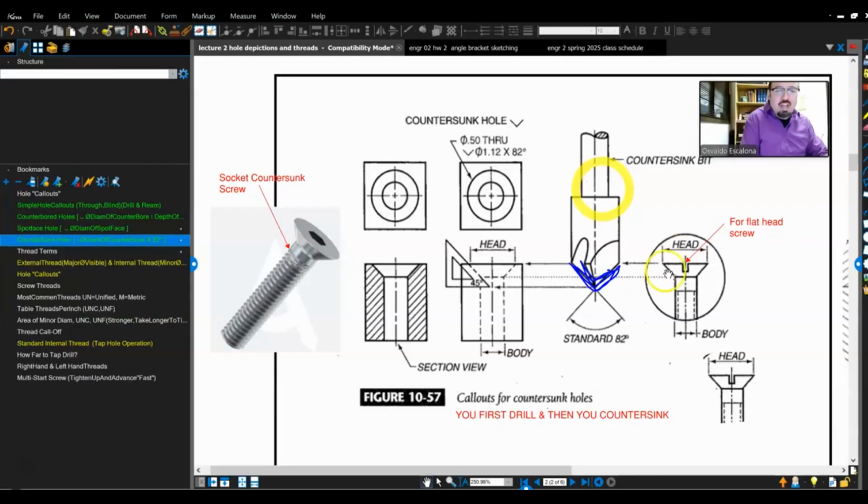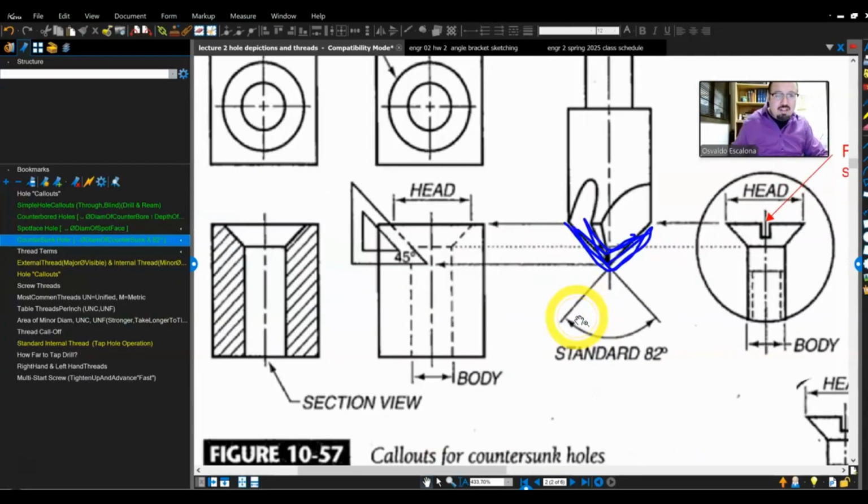You put it there, take this one out, put a new one in here, and you make the hole. Now, this guy here is 82 degrees, right? Instead of drafting at 82 degrees, the way we do it, we draft it at 90 degrees. Easier, right? So you guys will notice that I have here a triangle, 45 degrees. This represents 45 degrees.